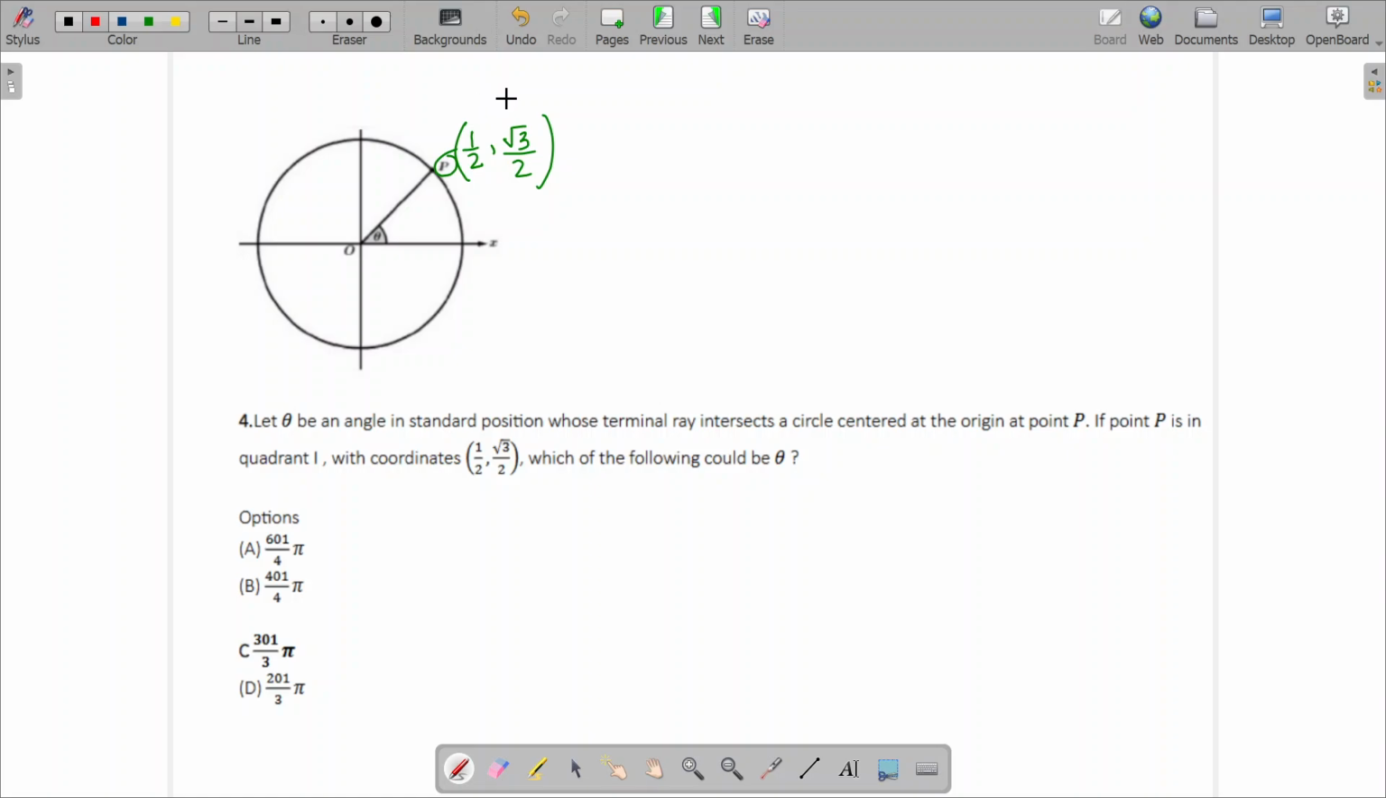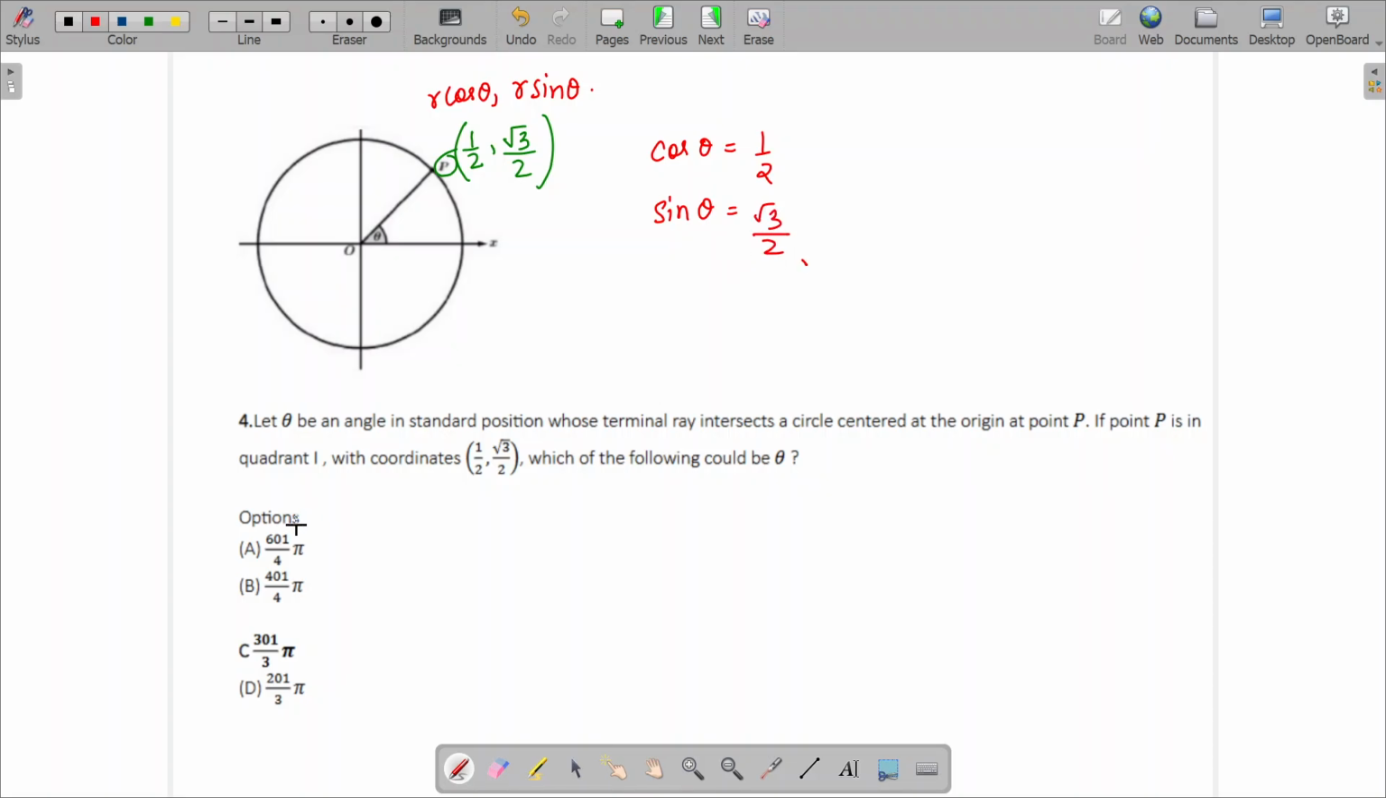So what I'm going to do, I can simply say that 1 over 2 is nothing but r cos theta and this is r sin theta, right? Since it's a unit circle, r is 1. So can I say that cos theta equals 1 by 2 and sin theta equals root 3 by 2?